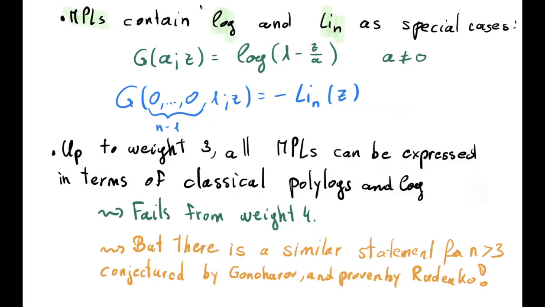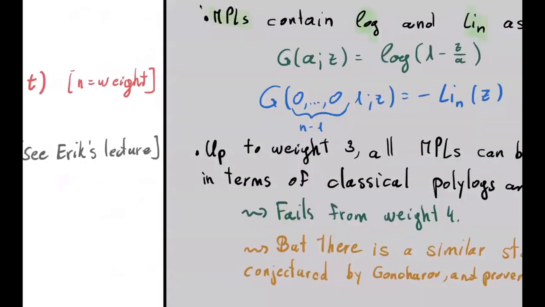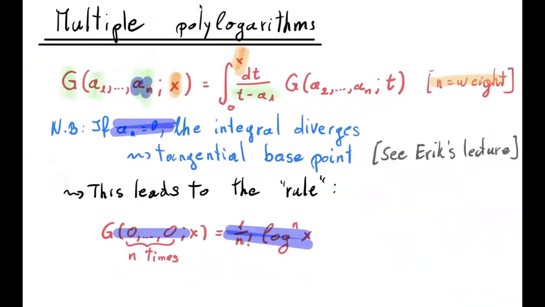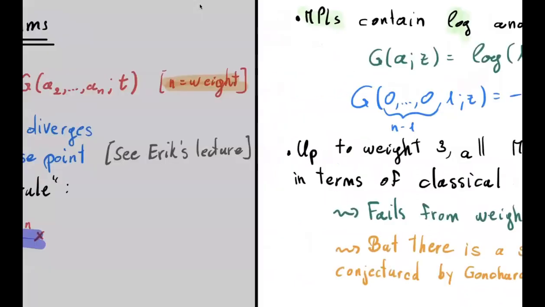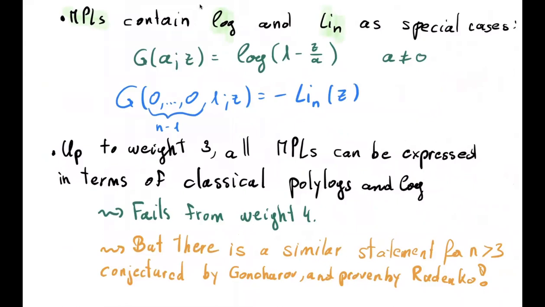If you have a polylogarithm of weight 1, that is just a logarithm. And I should have maybe said here that the weight is the number n of integrations. So every polylogarithm of weight 1 is a logarithm. And if you have all the indices equal to 0, but the last one, which is 1, then it is this ln function up to a sign. So the multiple polylogarithms contain the logarithms and these ln functions in special cases.